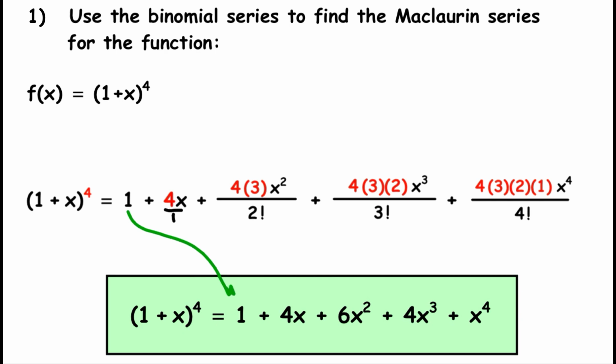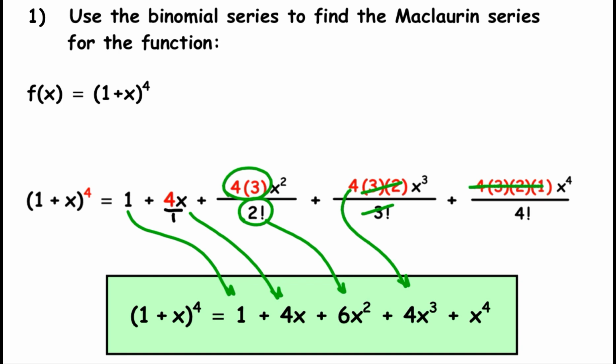There's the 1. That's your 4x. Again, 4 times 3 is 12, divided by 2 is 6x squared. Here, your 3 factorial is 3 times 2 times 1. That'll cancel with this 3 times 2, leaving you with a 4. And 4 times 3 times 2 times 1 is 4 factorial. Again, notice that you've got line 4 of Pascal's triangle: 1, 4, 6, 4, 1.